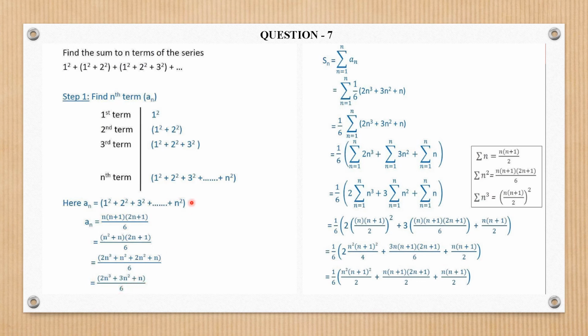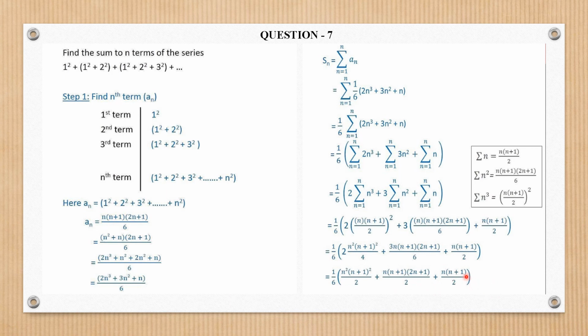Now the sum is the summation of this an, that is 1 by 6 outside, and the summation of this complete term. So I can write it as 2 times summation n cube plus 3 times summation n square plus summation n. 1 by 6 is common. So these are the formulas we are already familiar with. We'll substitute all the values, solve it, and after taking the LCM or taking the things out common, we will be getting the result.